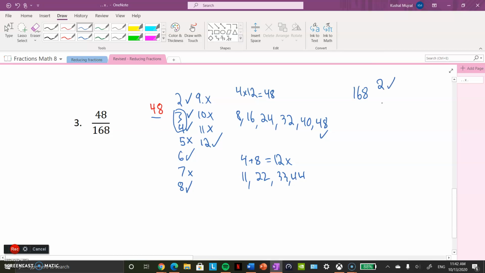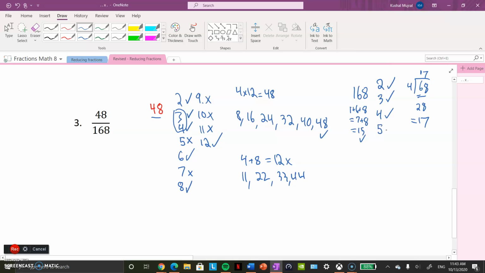So let's look at 2. Yes, it is. Let's look at 3. You're going to have to add up the digits. 1 plus 6 plus 8 is 7 plus 8 is 15, and 15 is divisible by 3, so 3 works. Let's look at 4. The last 2 digits need to be divisible by 4, and 68 divided by 4 is 17. So yes, it is divisible by 4.